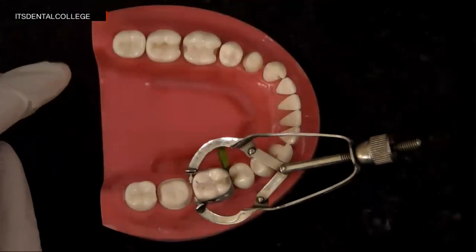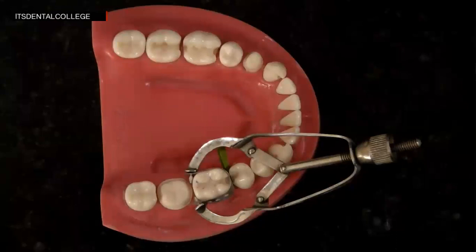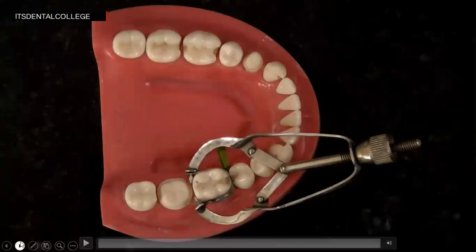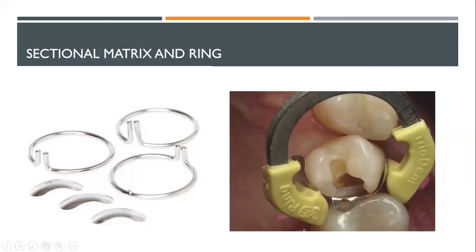So this is how the ivory retainer would be placed, right? Next, commonly used band system is the sectional matrix and ring. So this is the band which I was talking about, and this is the ring. So this is how it has to be placed. Okay.